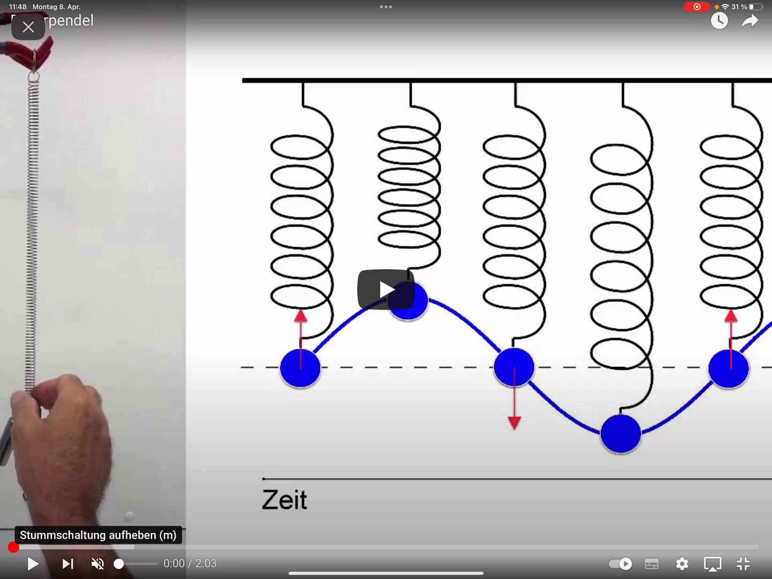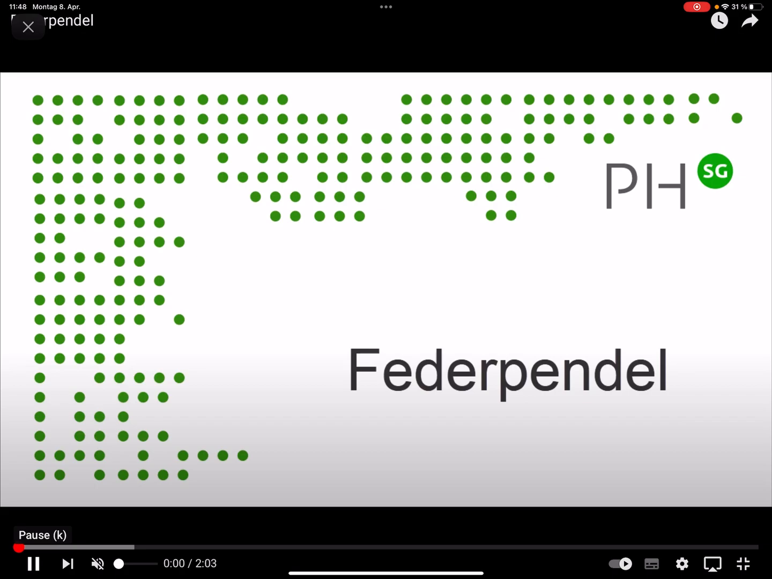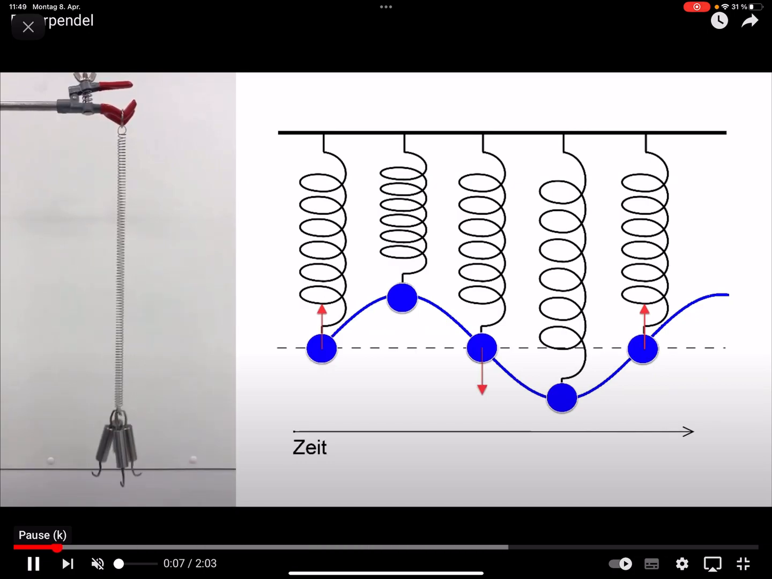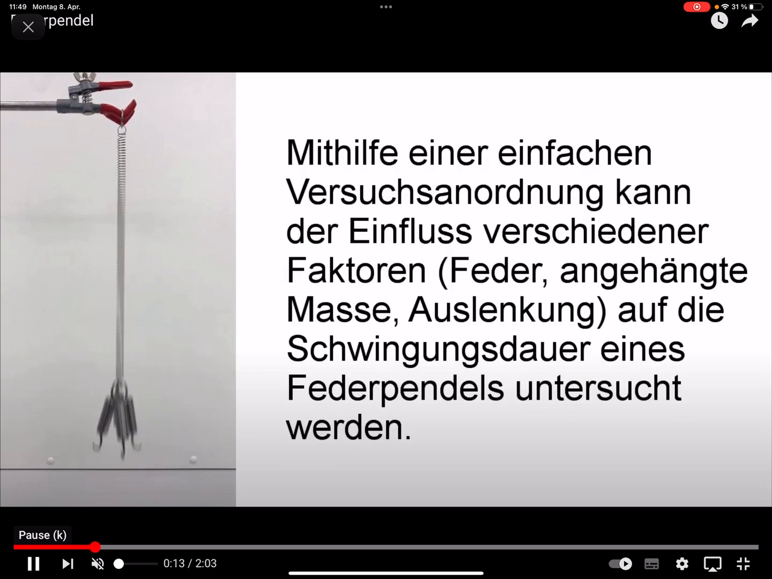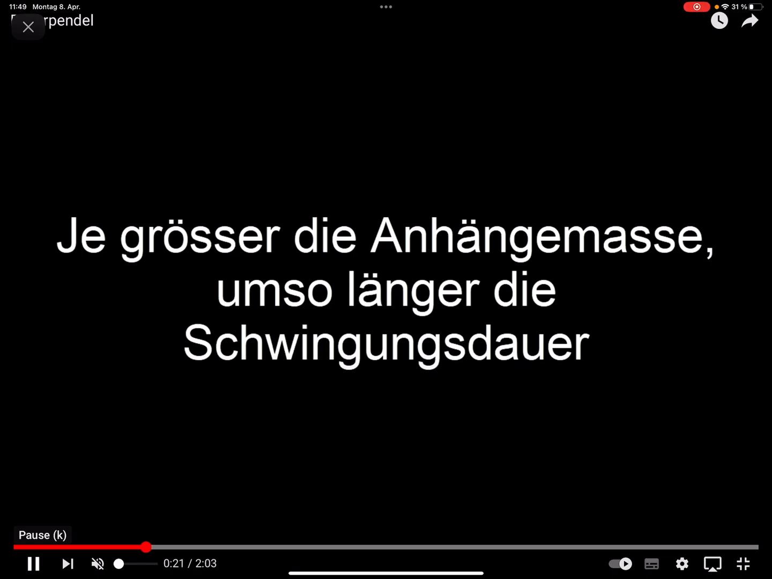What influence does the mass, for example, have on certain values that characterize the oscillation? So I'm going to start now. And here you see the basic oscillation described in a time graph, and the text just says that with an easy experiment you can observe certain things.